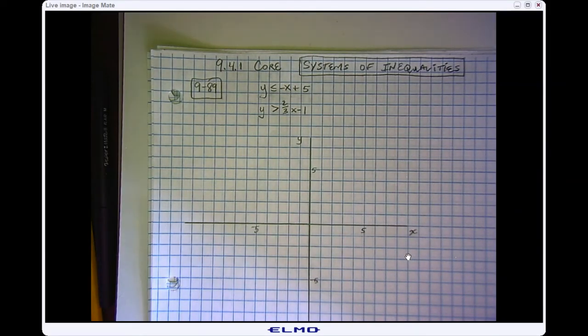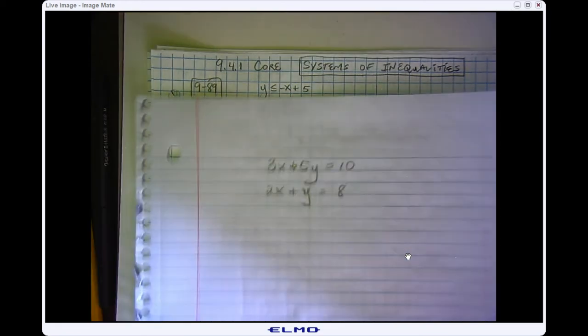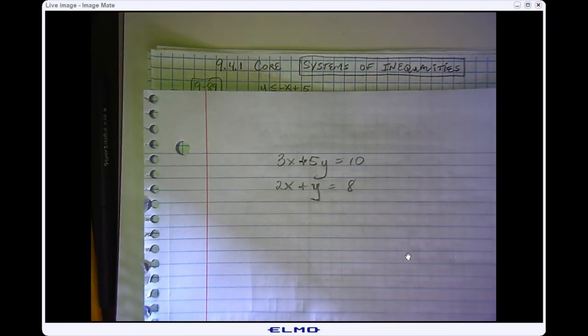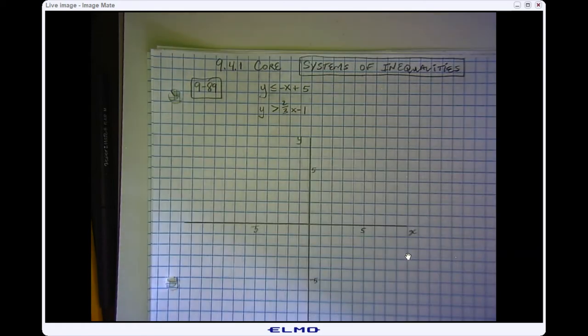Although this video is to go over the 9.4.1 core questions, where we're going to be dealing with the system of inequalities. Remember from earlier chapters, we did linear systems, and you had to solve them by using substitution, elimination, or equal value. Well, when you solve a system of inequalities, you're going to graph them, and you're going to find a region which they all have in common, with coordinate point solutions.